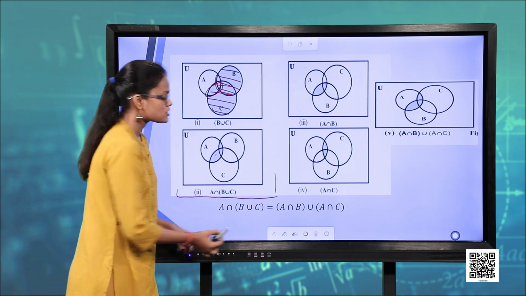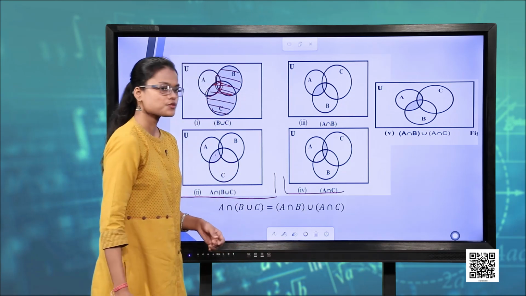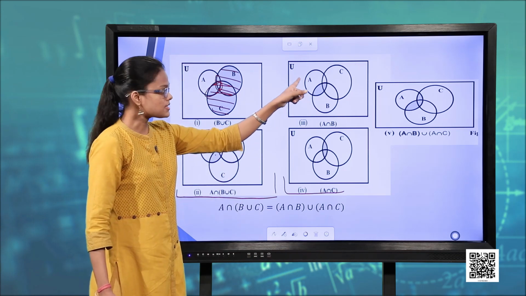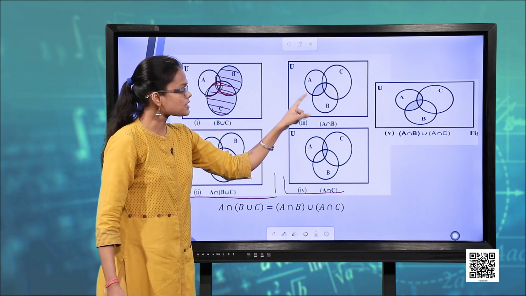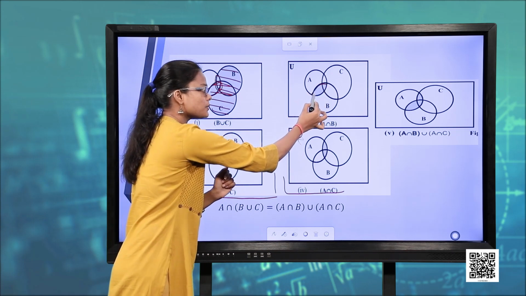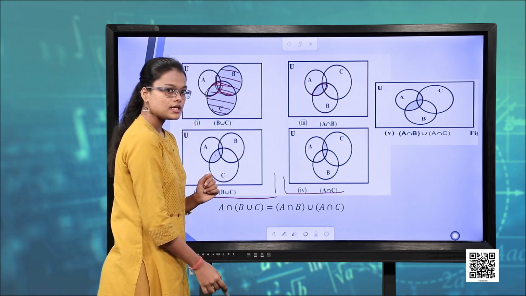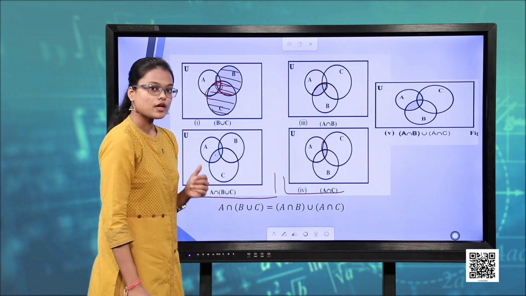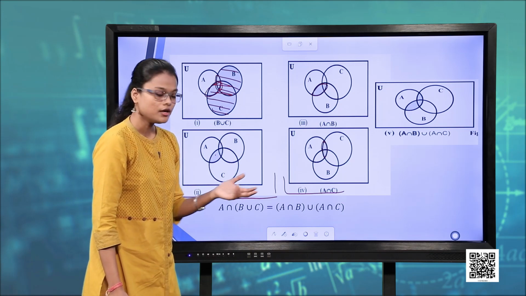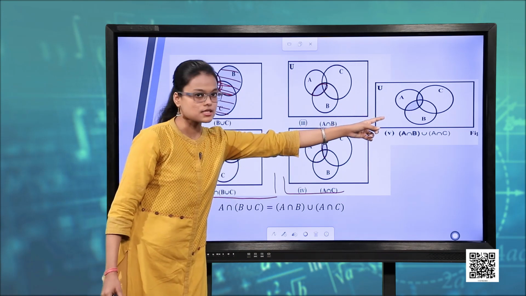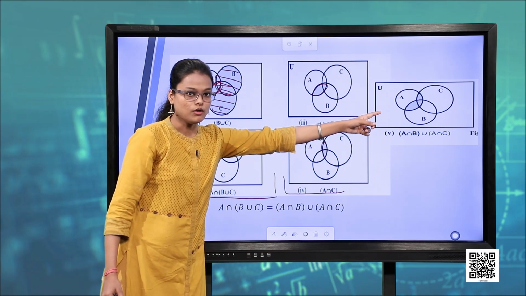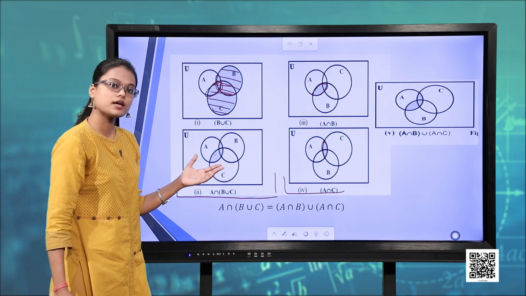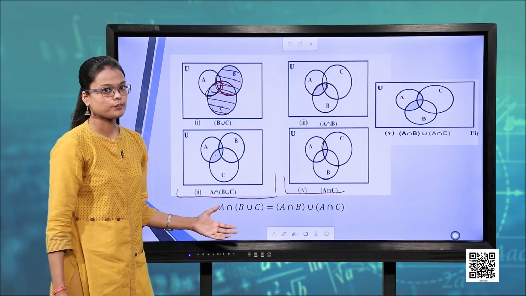Now, see the RHS part. In this, first we have to find A intersection B and A intersection C. We have three sets A, B and C. A intersection B is the common portion between A and B. A intersection C is the common portion between A and C. And we have to take the union of it. So, we colored both the parts as you can see in this image. Now, observe these two images are the same and hence they are verifying the distributive law.